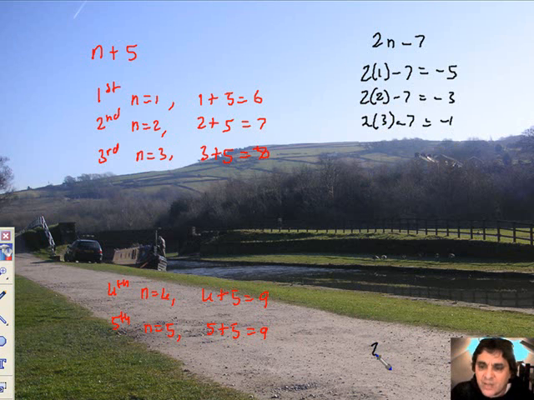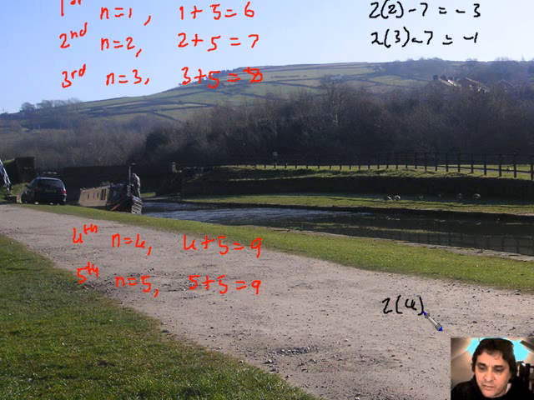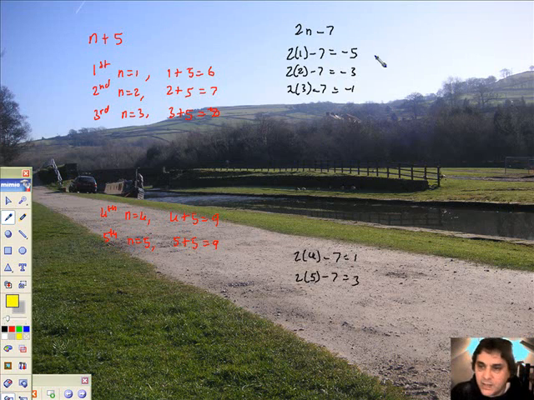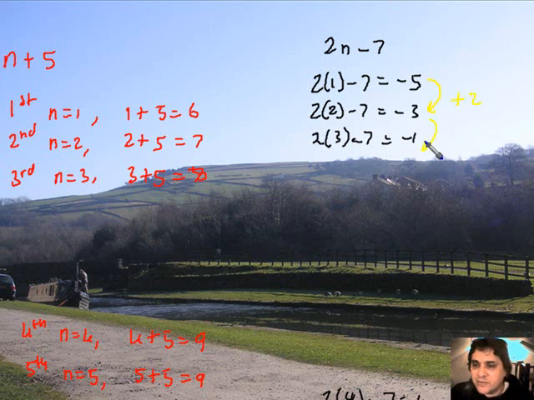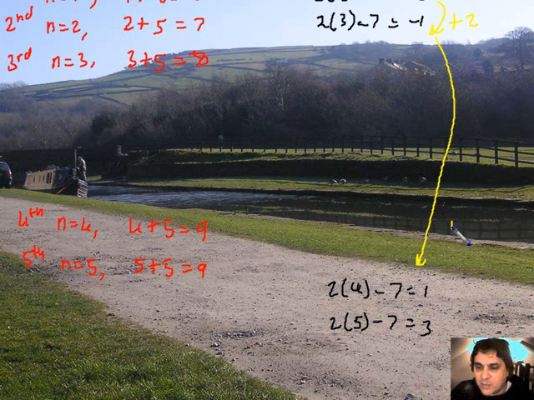Let's work down here. 2 multiplied by 4 is 8. 8 take away 7 is 1. And finally, 2 lots of 5, take away the 7 is 10 take away 7, which is 3. Look at the sequence. We're going minus 5, add on 2, takes us to minus 3, add on another 2, takes us to minus 1, add on another 2, minus 1 plus 2 gives us 1, and of course 1 plus 2 gives us 3.